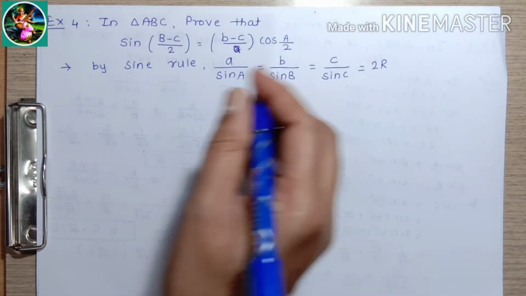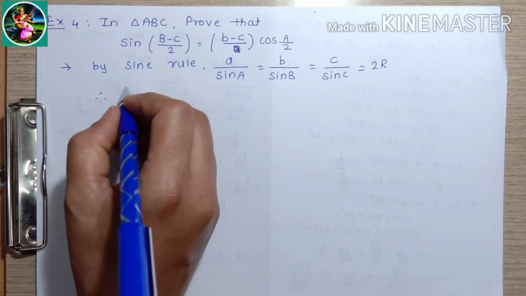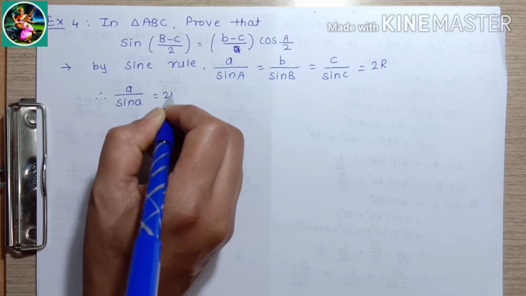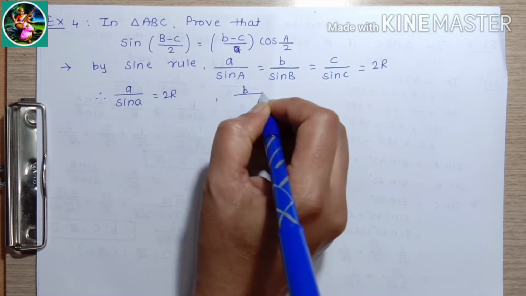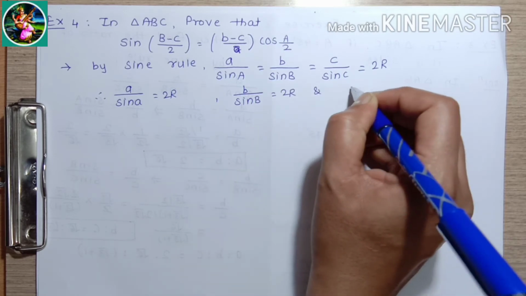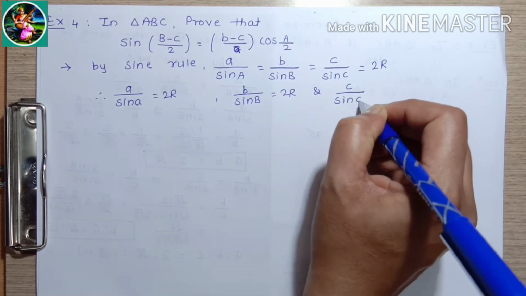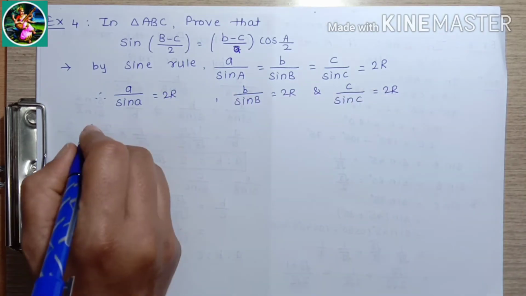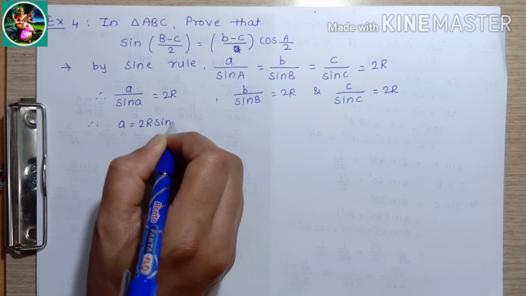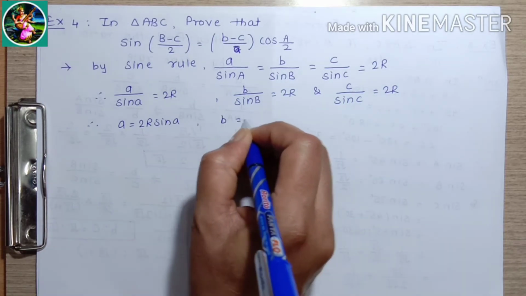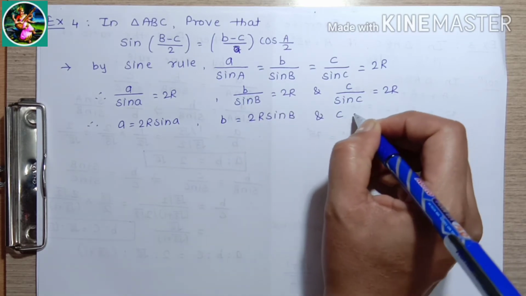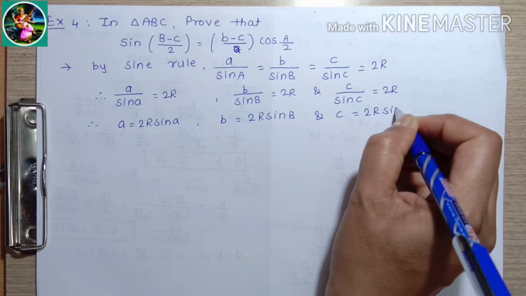We consider all the separate ratios. Therefore, here we write A divided by sin A is equal to 2R. Similarly, B divided by sin B is equal to 2R, and C divided by sin C is equal to 2R. Therefore, here we get A is equal to 2R sin A, B is equal to 2R sin B, and C is equal to 2R sin C.